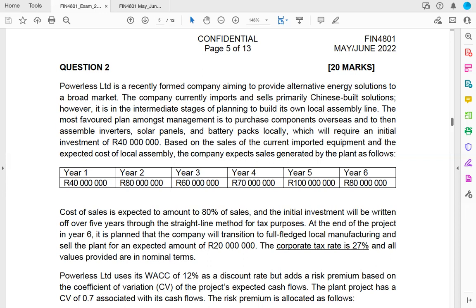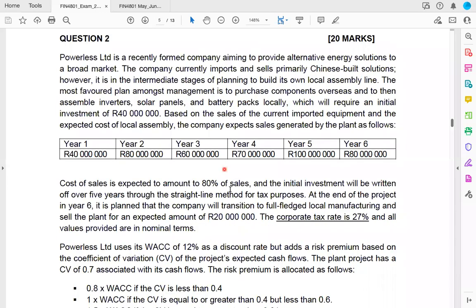Based on the sales of the current imported equipment and the expected cost of local assembly, the company expects sales generated by the plant to be as follows: year 1, 40 million, and in year 6, 80 million, and in between it's 80 million, 60 million, 70 million, 100 million. Cost of sales is expected to amount to 80% of sales, and the initial investment will be written off over 5 years through the straight line method for tax purposes. At the end of the project, in year 6, it is planned that the company will transition to full-fledged local manufacturing and sell the plant at an expected amount of 20 million rand.